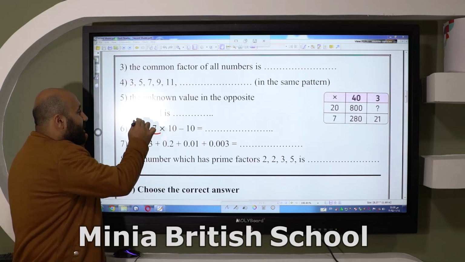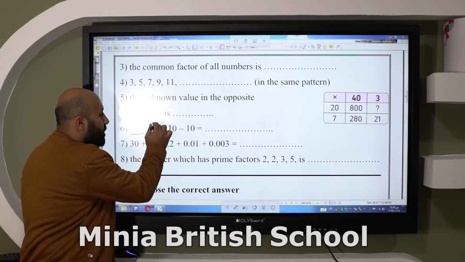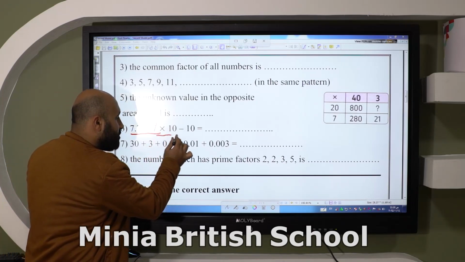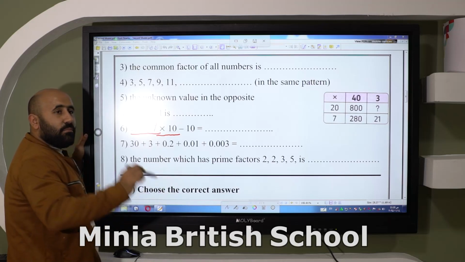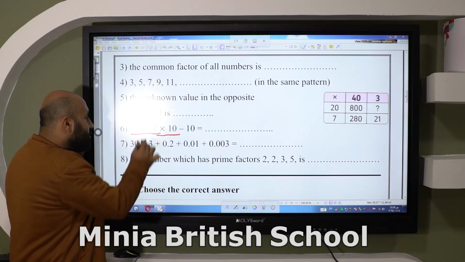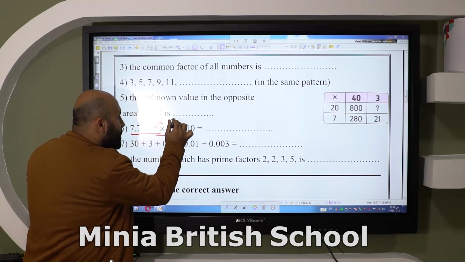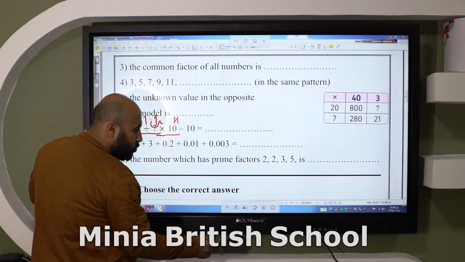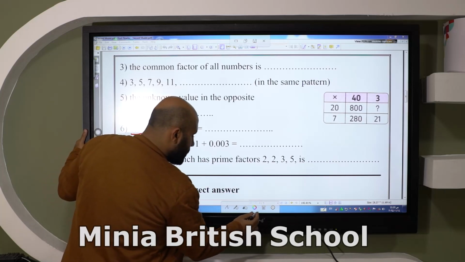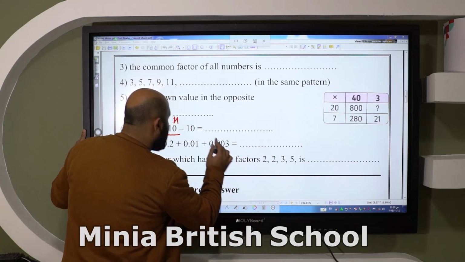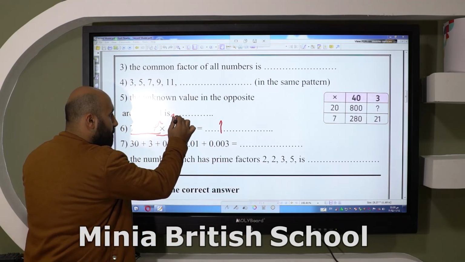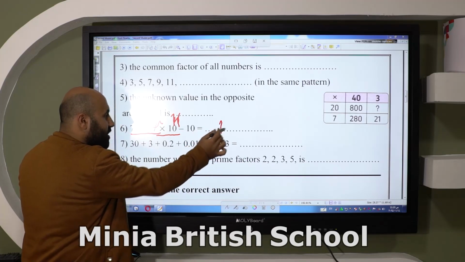7.7 divided by 7 equals 1.1. And then I will go with times 10. Any decimal times 10, the decimal point moves one step to the right, just like this. So it will be 11. 11 minus 10. Okay, sorry. 11 minus 10 equals 1.